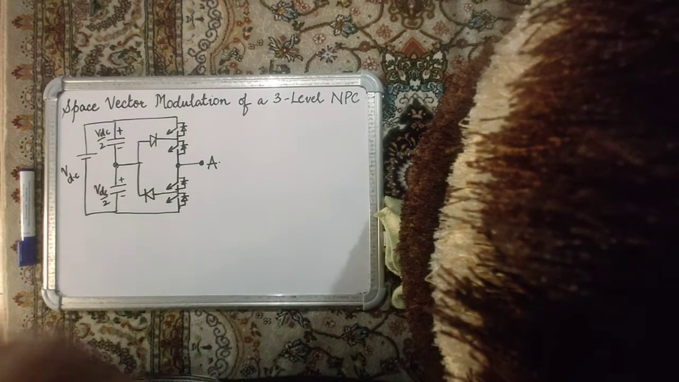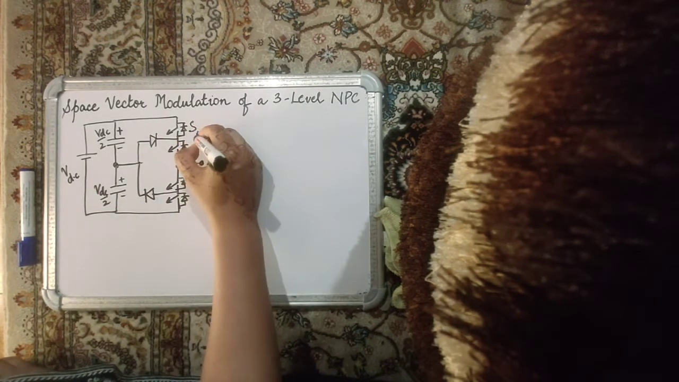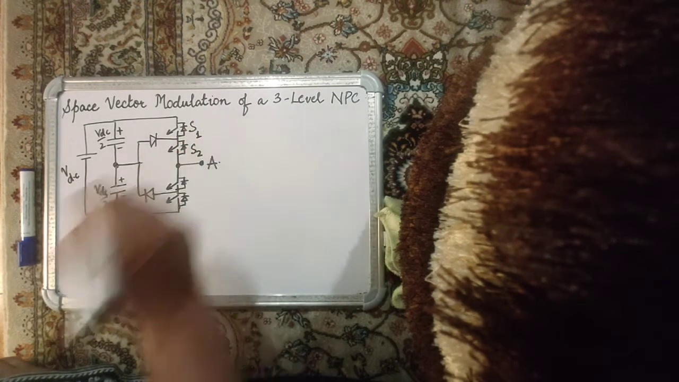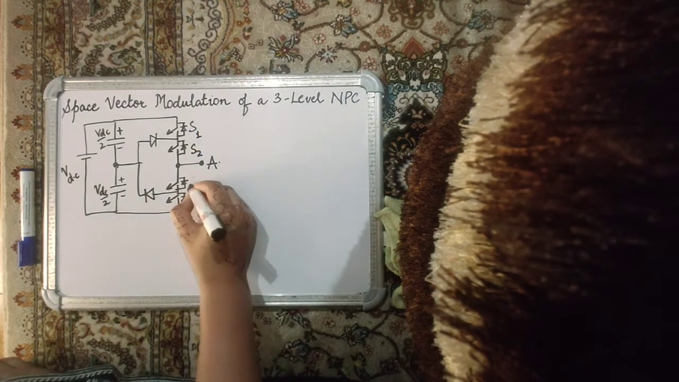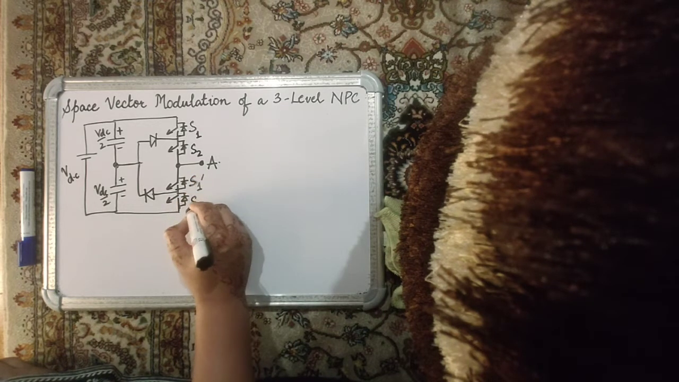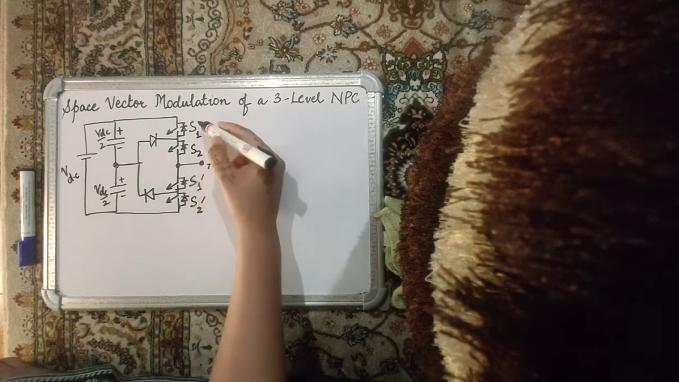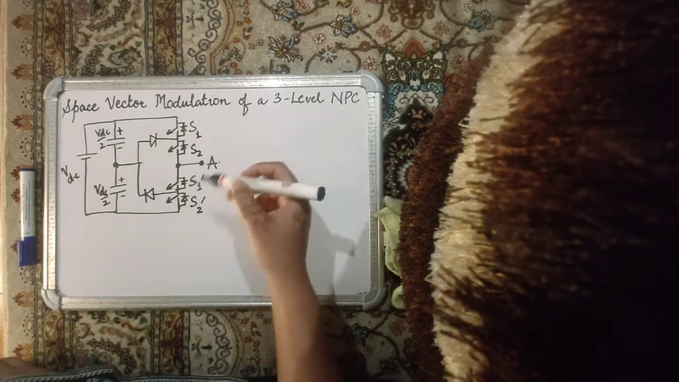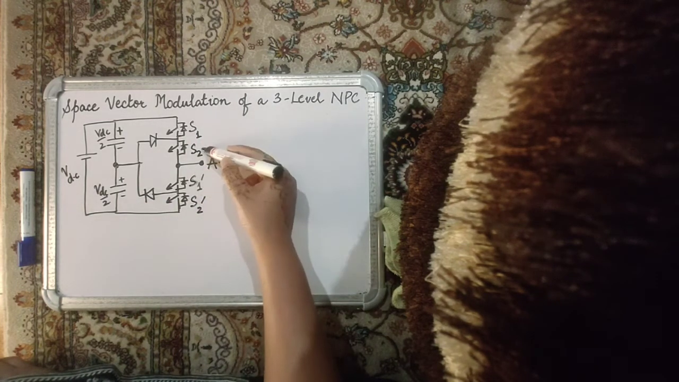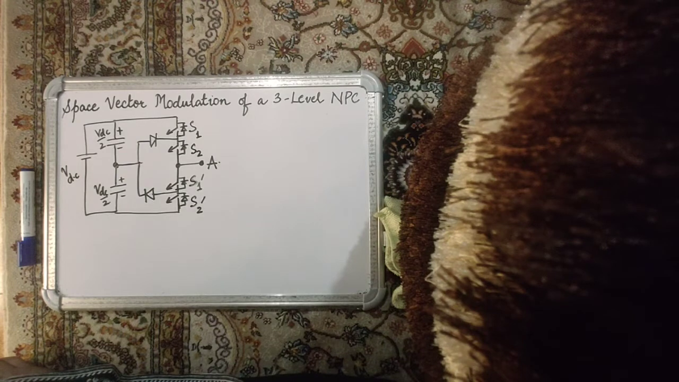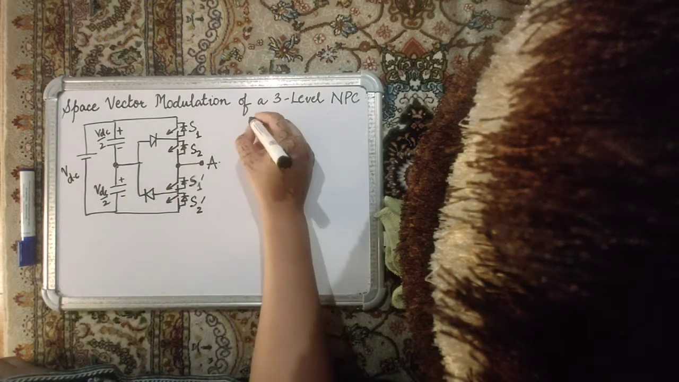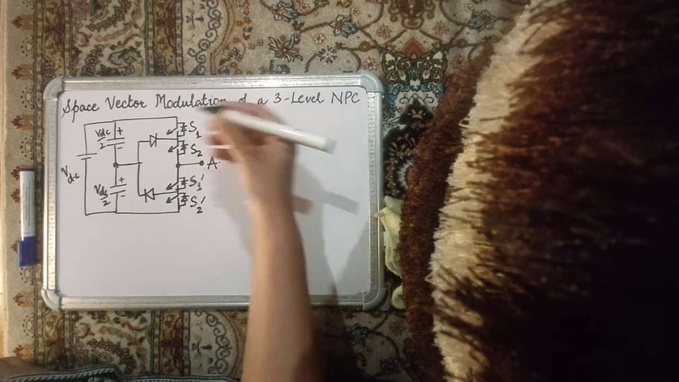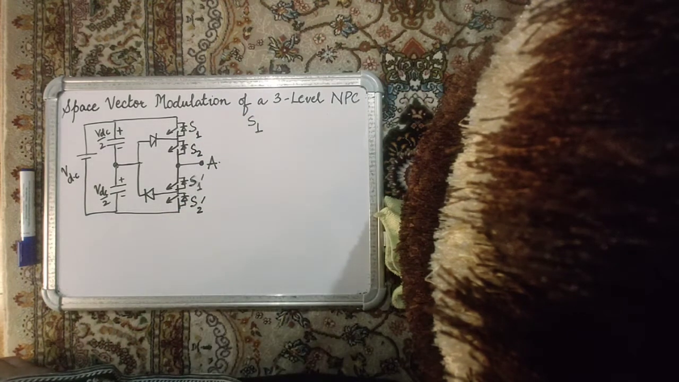Each leg has 4 switches, so if this is switch S1 and this is switch S2, we also know that they will have complementary switches S1 dash and S2 dash, which means that S1 dash is the complementary switch of S1, and S2 dash is the complementary switch of S2. If we talk about the switching states, we have already discussed them before. For each leg, there are 3 switching states.